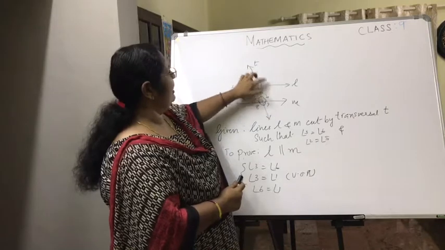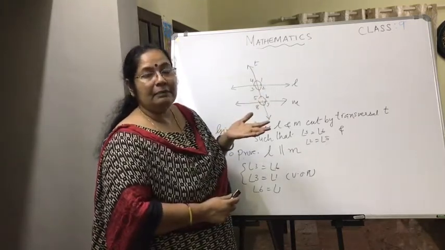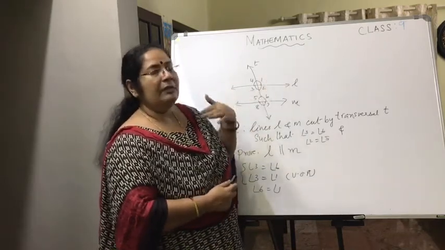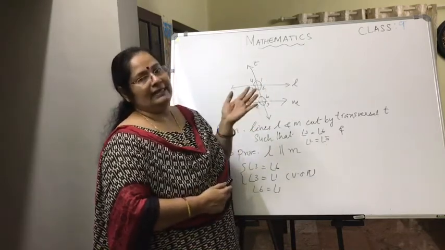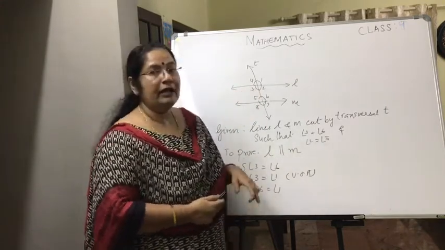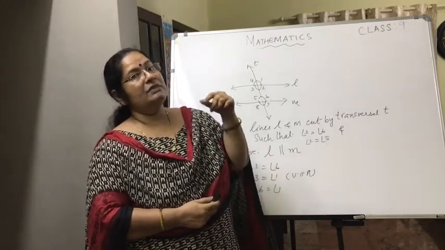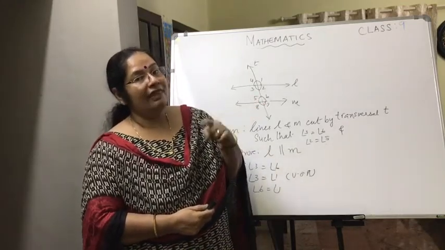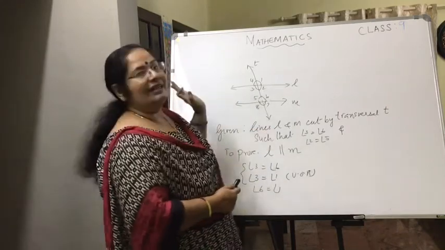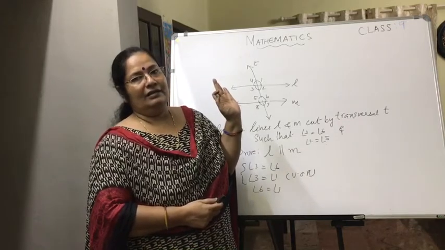Now what are these angles 1 and 6? They form a pair of corresponding angles. Both of them are placed on the same side of the transversal, both above the lines. So they form a pair of corresponding angles. If a pair of corresponding angles are equal, by the converse of the corresponding angles axiom, the lines should be parallel. So hence lines L and M are parallel. Is it clear for you?